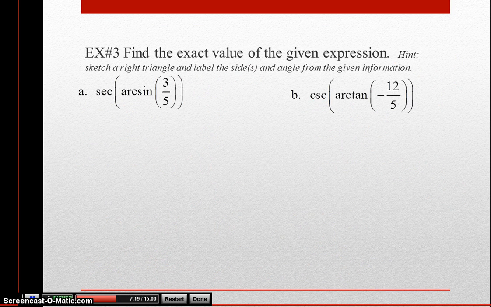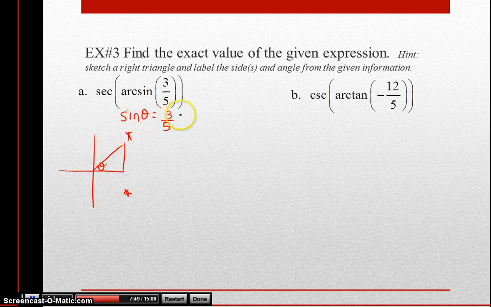The next thing we want to do is find the exact value of the given expressions. So we want to draw a right triangle and find all the information. Okay, so we know that the arc sine, so the sine of some angle is equal to 3 over 5. So the first thing we want to do is draw our triangle. Arc sine is defined in the first and the fourth. And since it's positive, we're going to draw a triangle here.